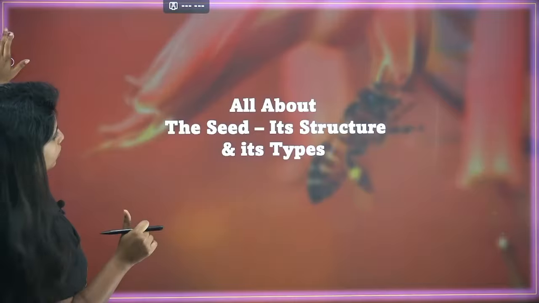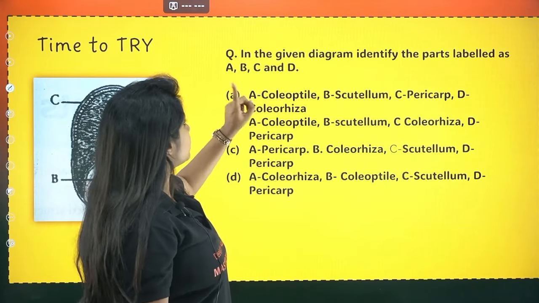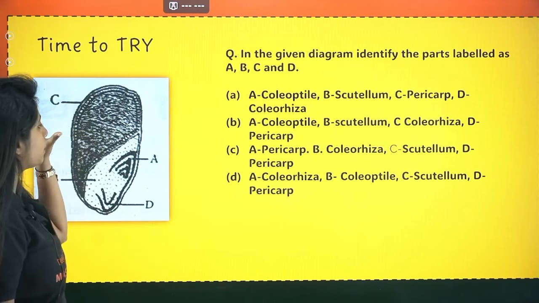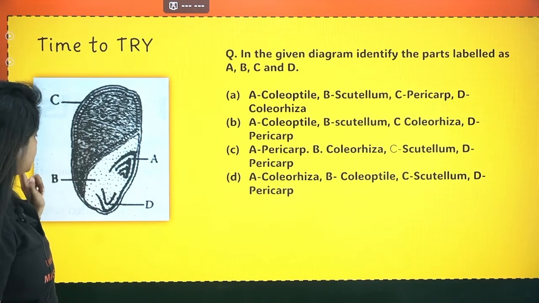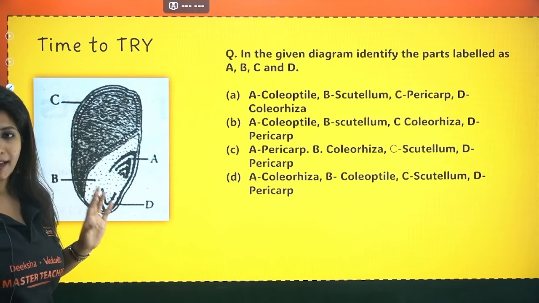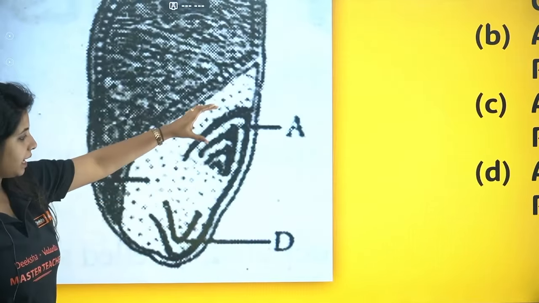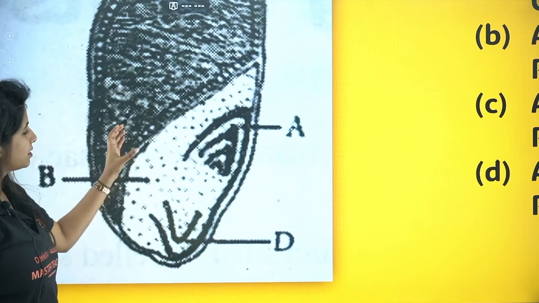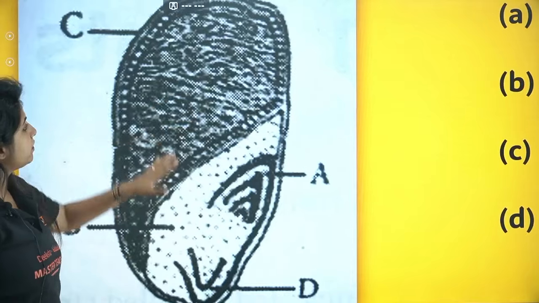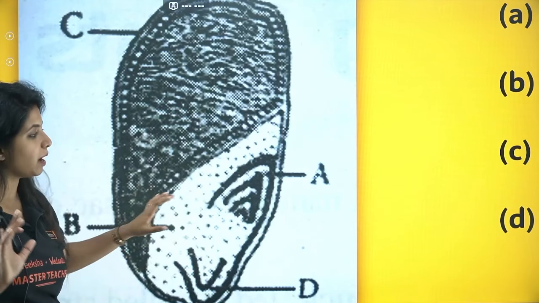Cool. Now, going ahead, there is a question. In the given diagram, identify the parts labeled as A, B, C and D. Now this particular picture is also given in NCERT and you have to find what is A, what is B, what is C and what is D. Remember, over here, we got an understanding that A and B look like coleoptile and coleorhiza. And this side will be scutellum. Whatever is left behind is going to be the endosperm. So we have to see if all of this is matching or not.